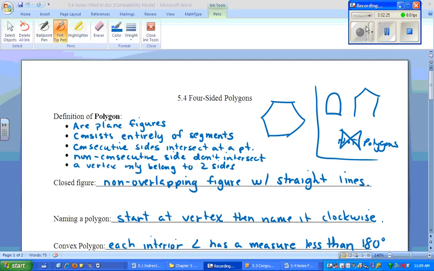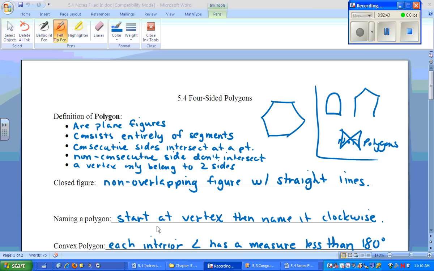Okay. So then we're going to talk about closed figures here. What are closed figures? Closed figures are non-overlapping figures with straight lines. We all know lines are straight, but they can't overlap like this picture right here. So that would not be a polygon because they're not allowed to overlap.